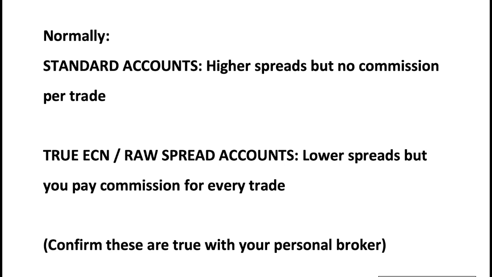You're not paying any commissions to the broker, so they have to, in a way, make back their money somewhere. So the spreads end up increasing. The raw spread or true ECN accounts are accounts where you pay commission for every trade that you execute. It depends on the broker how much the commission is. Normally, it's around $5 to $7 per standard lot. But because you are paying commission per trade, your spreads are going to be tiny. And that is what I would prefer.